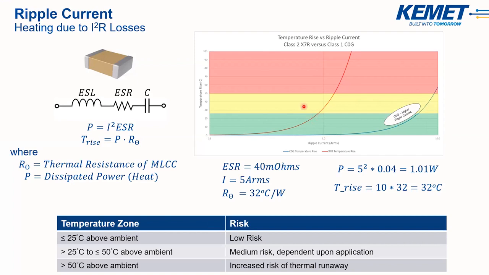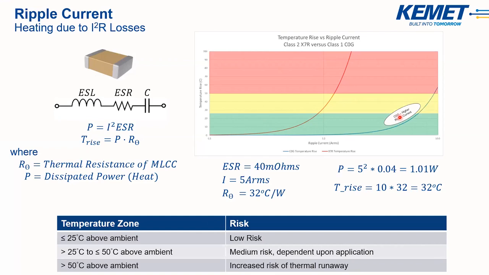You can get into this medium risk depending on your application, but you definitely want to stay out of this high risk red zone. And you can see, based on the low ESR of class 1s, you get much higher ripple handling capability as compared to an X7R. Again, class 1s, that's why we see them in resonant converter applications, wireless power transfer, because you're going to have less I2R losses.